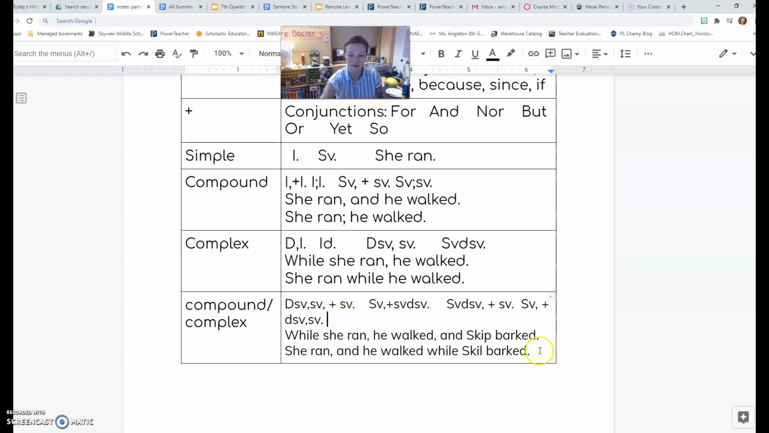And there's 4 different ways to do that. So I'm writing the examples down here. While she ran, comma, he walked and Skip barked. She ran, comma, and he walked while Skip barked. And then you can do this like 6 different ways. But the point here is to have 3 clauses. All right, that's it.